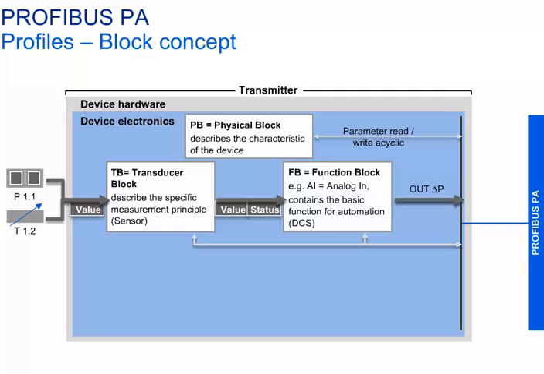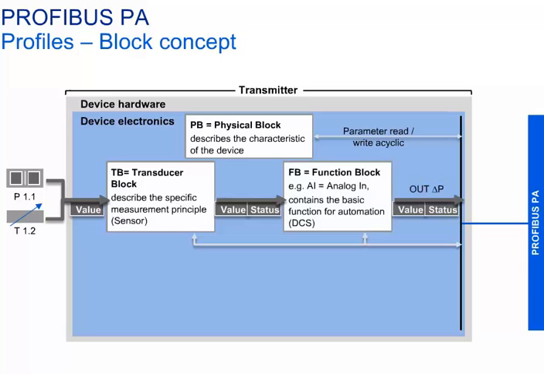The third block is the function block. In this block, the digitized measuring value is processed. For example, a limit value is set. The measured value plus the corresponding status is then output for cyclic transmission to the master. See the thick dark gray arrow in the illustration. Of course, parameters can also be read and written acyclically, represented by the thin light gray arrow.